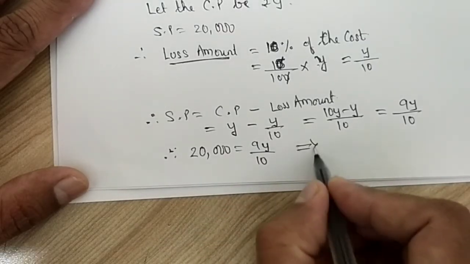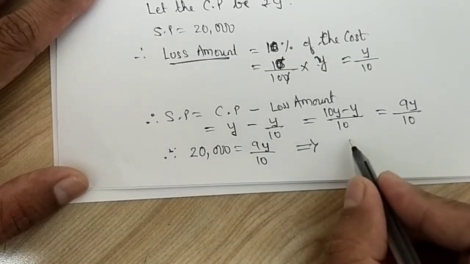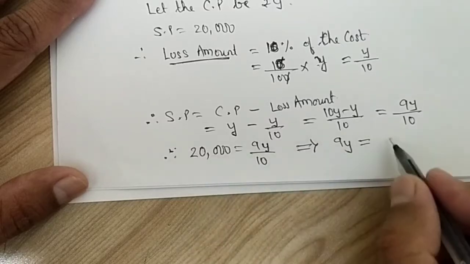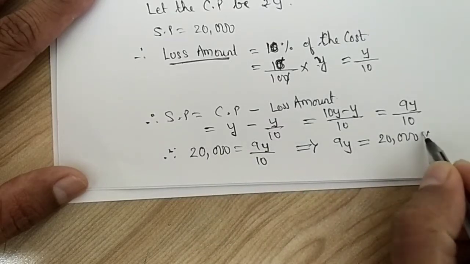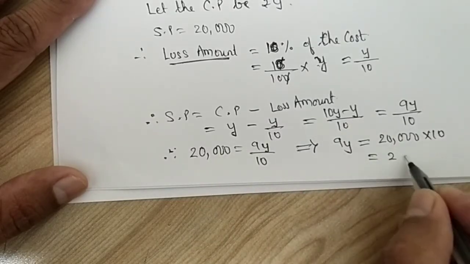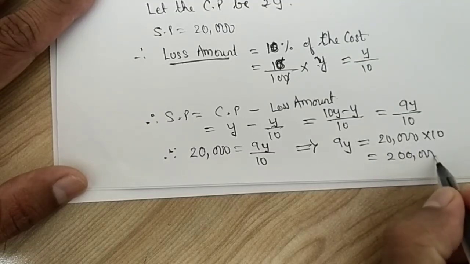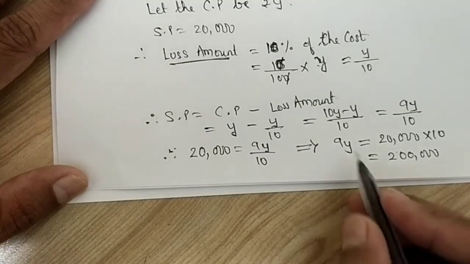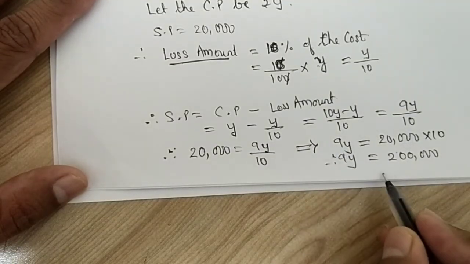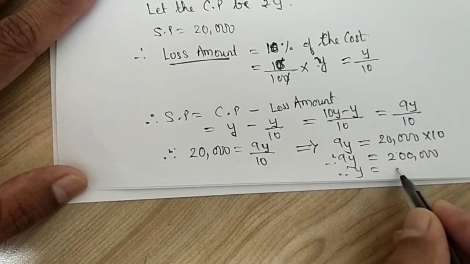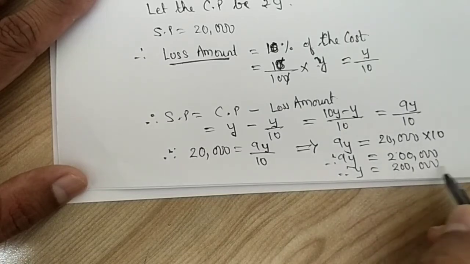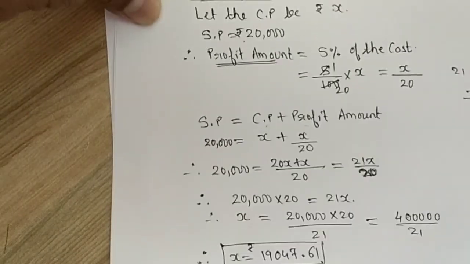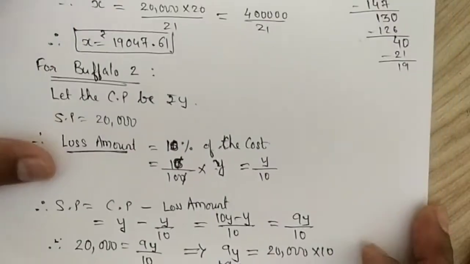On solving it further, we will multiply 10 to this side. So we will keep 9Y as it is, multiply 20,000 with 10, we will get 2 lakh, 2 and 5 zeros. Therefore 9Y is equal to 2 lakhs. Therefore Y is equal to 2 lakhs divided by 9. Taking it to the next page for solving the division.